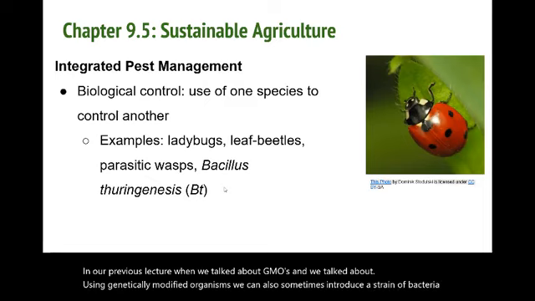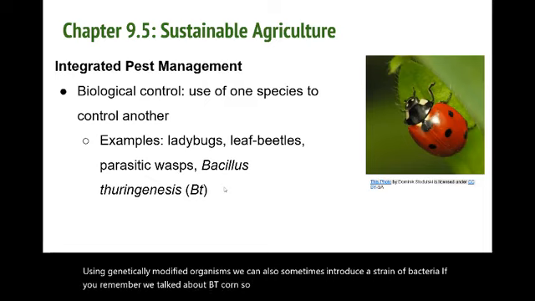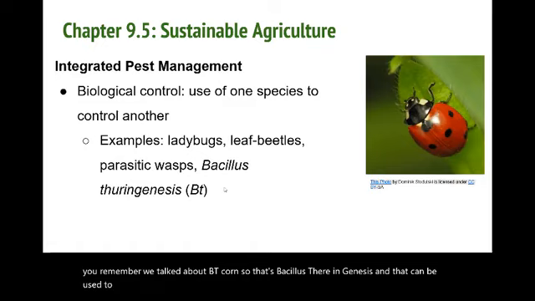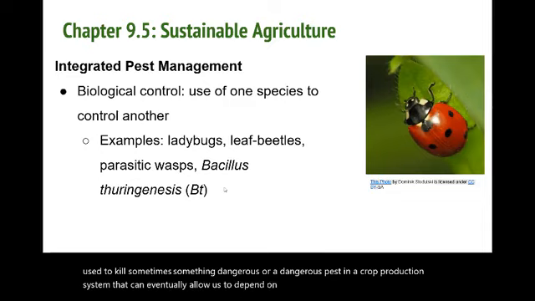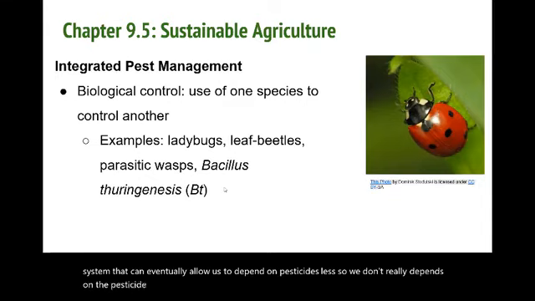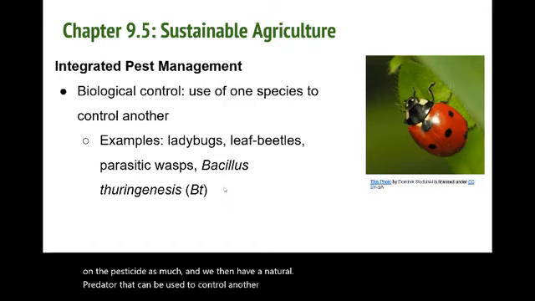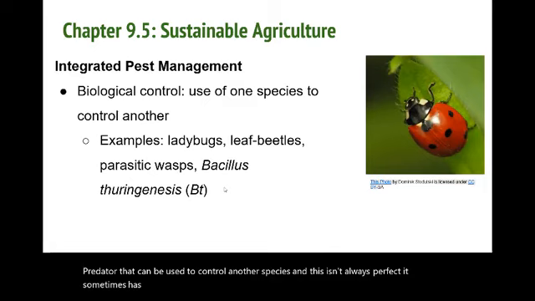If you remember, we talked about Bt corn, that's Bacillus thuringiensis, and that can be used to kill a dangerous pest in a crop production system, which can eventually allow us to depend on pesticides less. So we have a natural predator that can be used to control another species. This isn't always perfect. It sometimes has problems associated with it, but it at least offers an alternative to relying just on harmful chemicals.